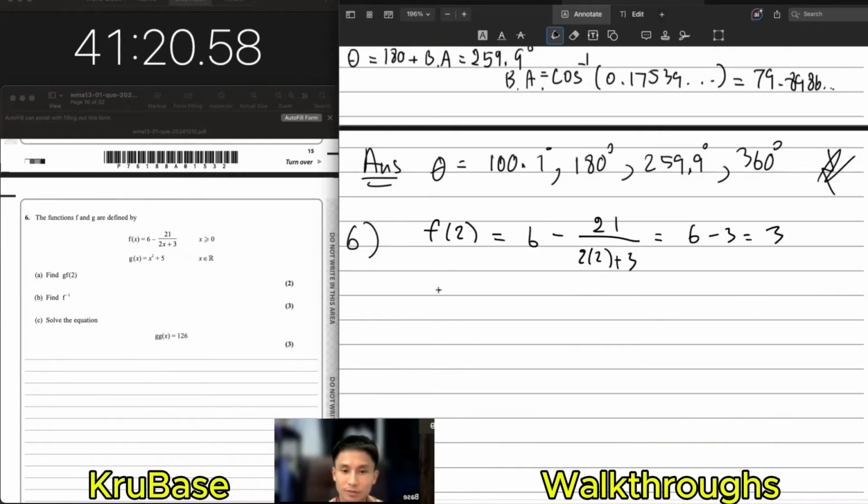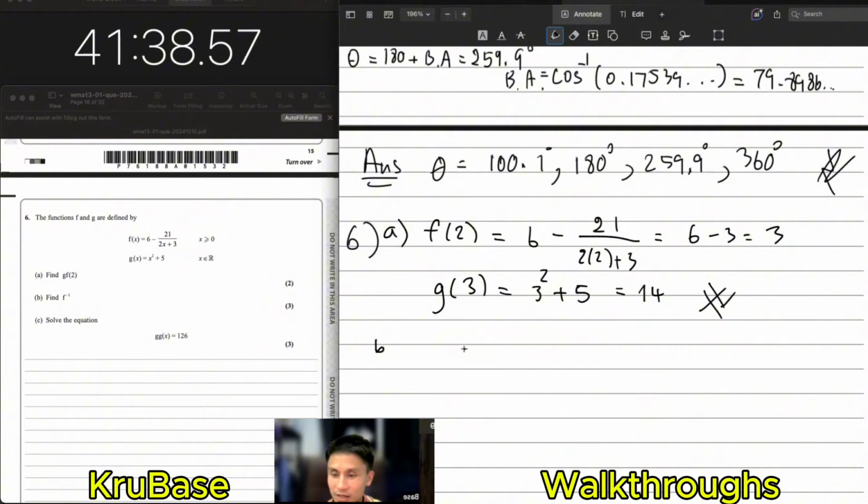All right. And then we do g of 3 there. Yeah, g of 3 would just be 3 squared plus 5, which is 14. All right. Okay. So 14 is the answer then. Okay, so that's done for A. For B, find the f inverse. Okay. All right, so for f inverse, it seems like we need to do some rearranging there.